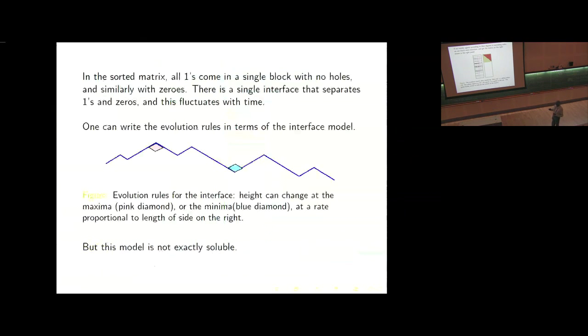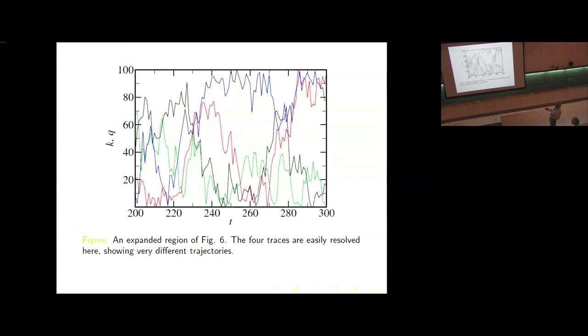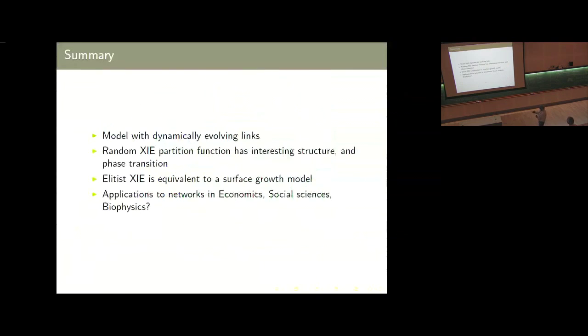Okay. And so the sorted matrix has a single block with no holes, all ones on one side, all zeros on the other side. And this boundary fluctuates with time. It can be written as an interface model, but the rules of the evolution model are slightly complicated, and this model is not exactly soluble. And this is the time trace of the similar type, but now you can see different colors. So individual agents' degrees undergo very large changes here. But the full structure, and this is a zoom up of the same, shows interesting behavior.